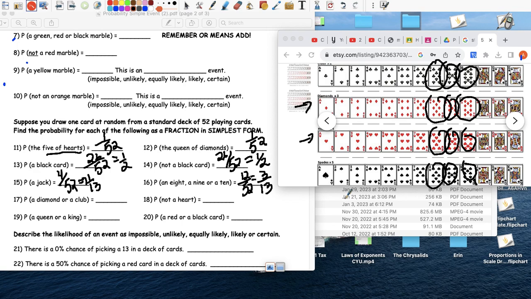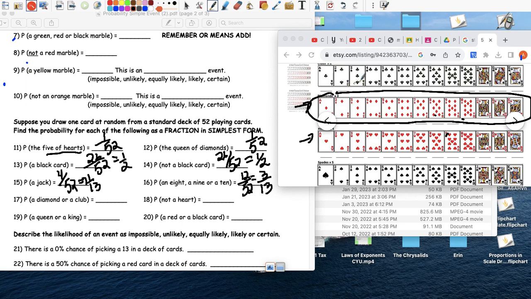A diamond or a club. These are all the diamonds, 13 diamonds. And the clubs, 13 clubs. So there's 26. So again, remember, we add this: 13 and 13. We get 26 out of 52, which simplifies to a half.